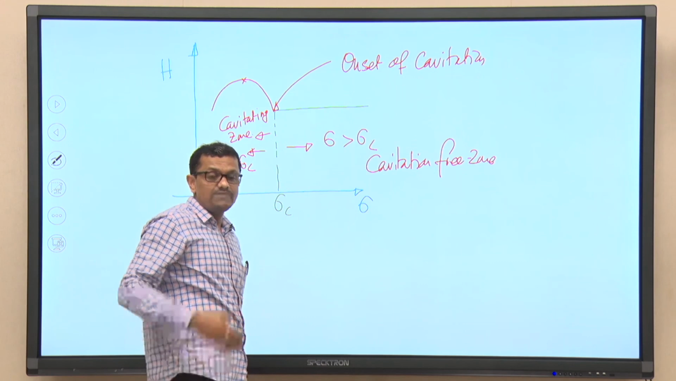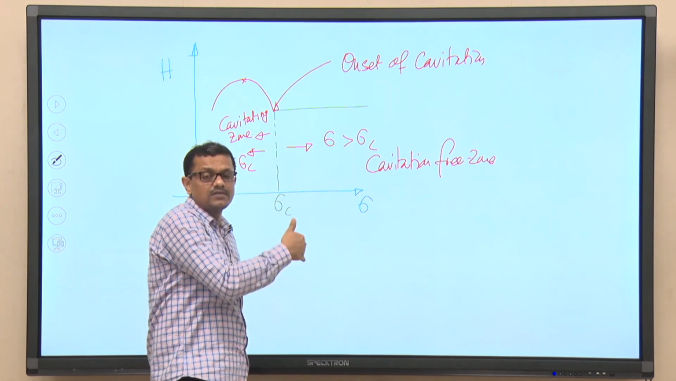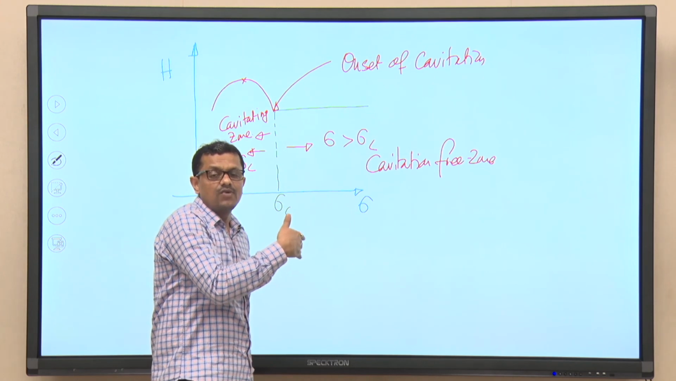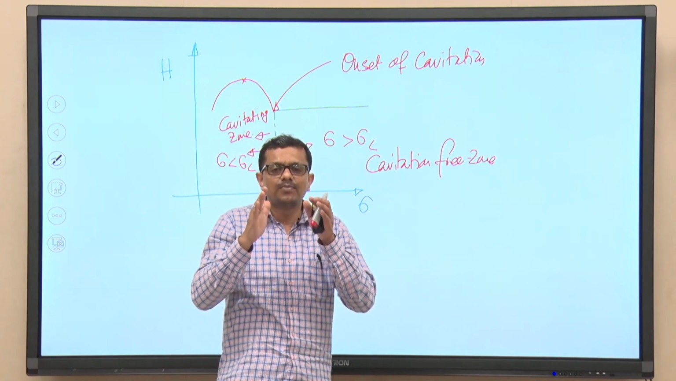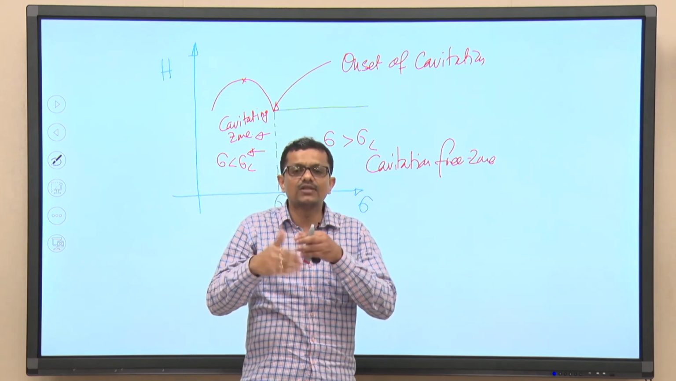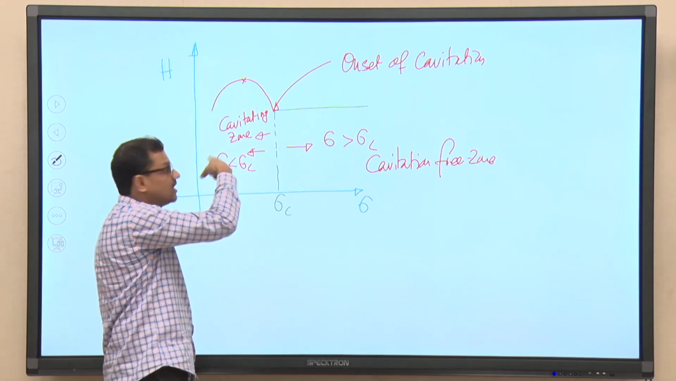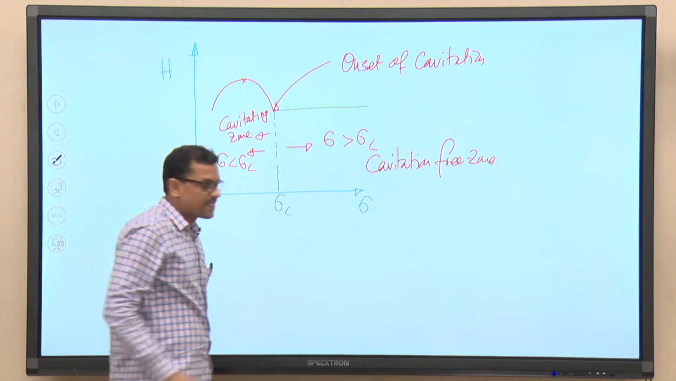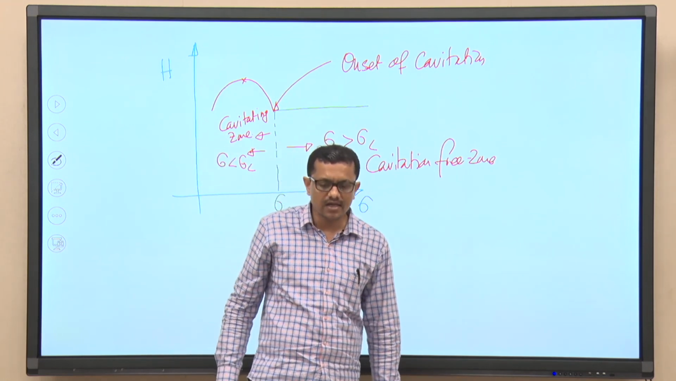Now, if sigma is reduced further, the vapor bubbles will be generated continuously. There will be a time when these vapor bubbles provide a blockage to the flow path and create another loss due to blockage, and eventually the head will reduce drastically. So, this is the explanation of this particular factor.